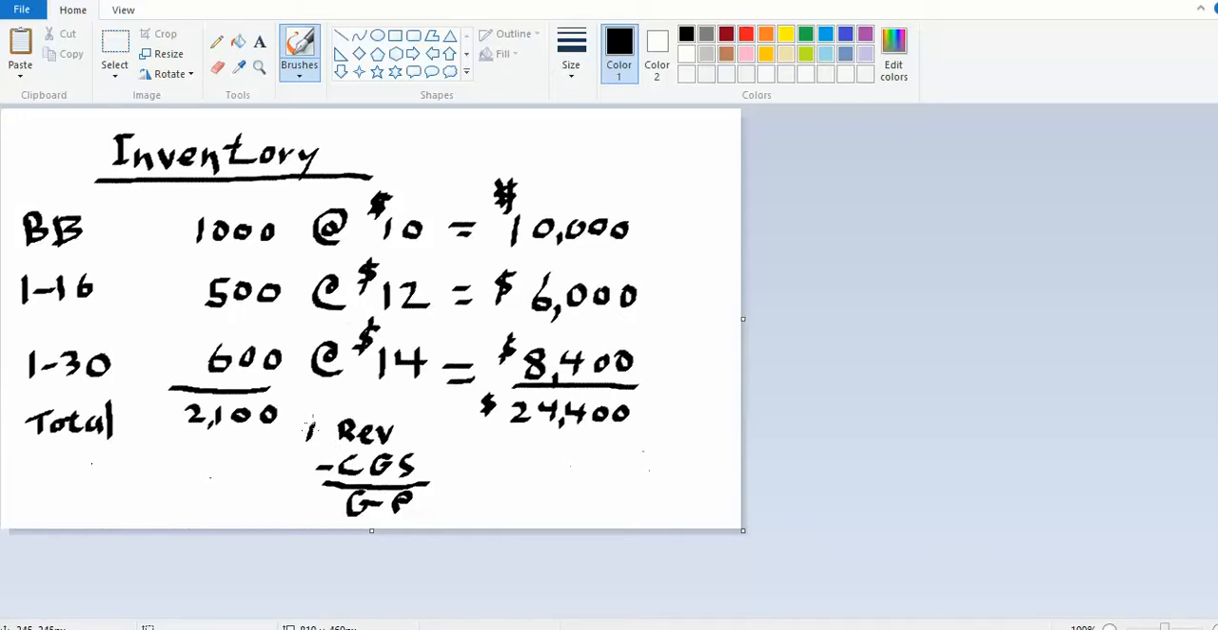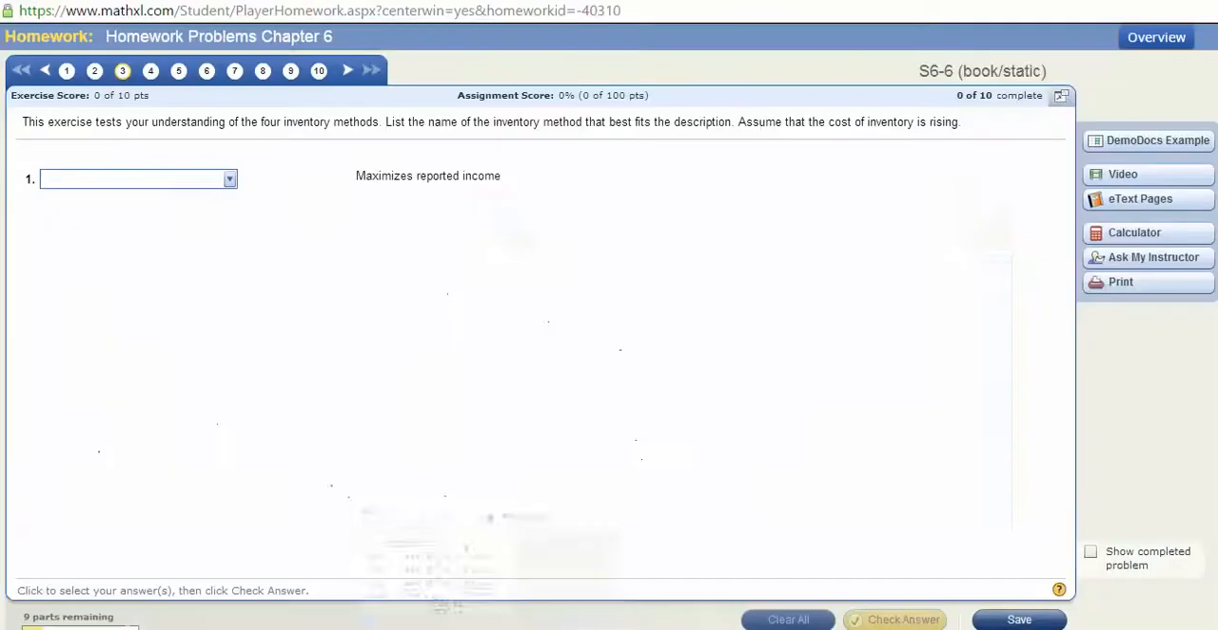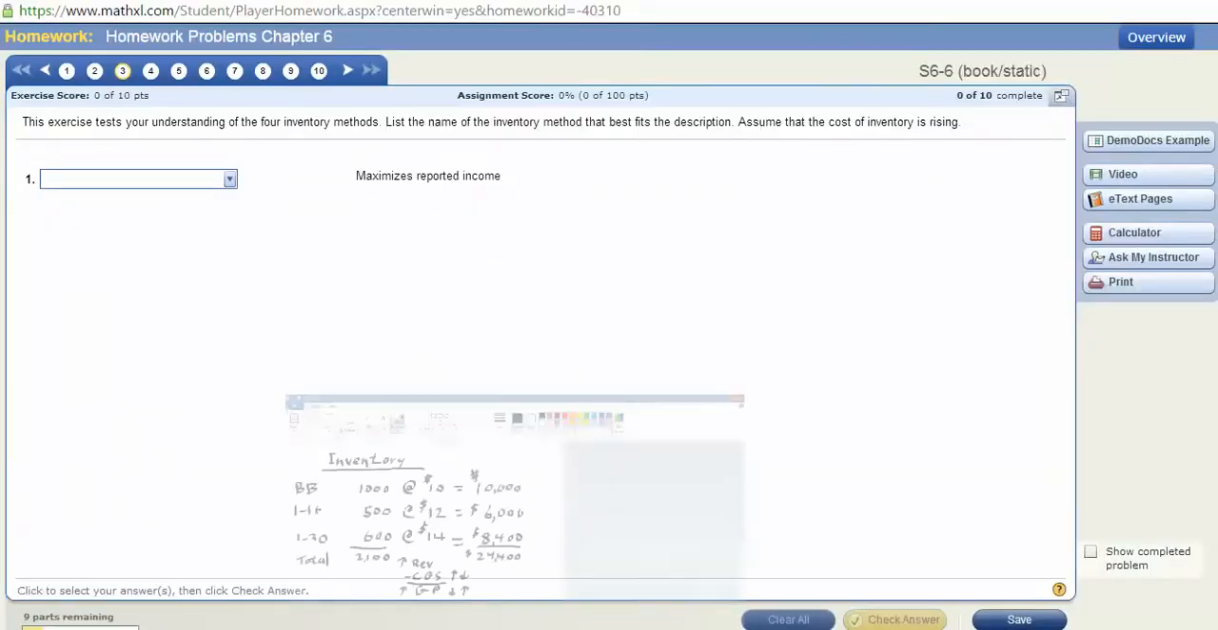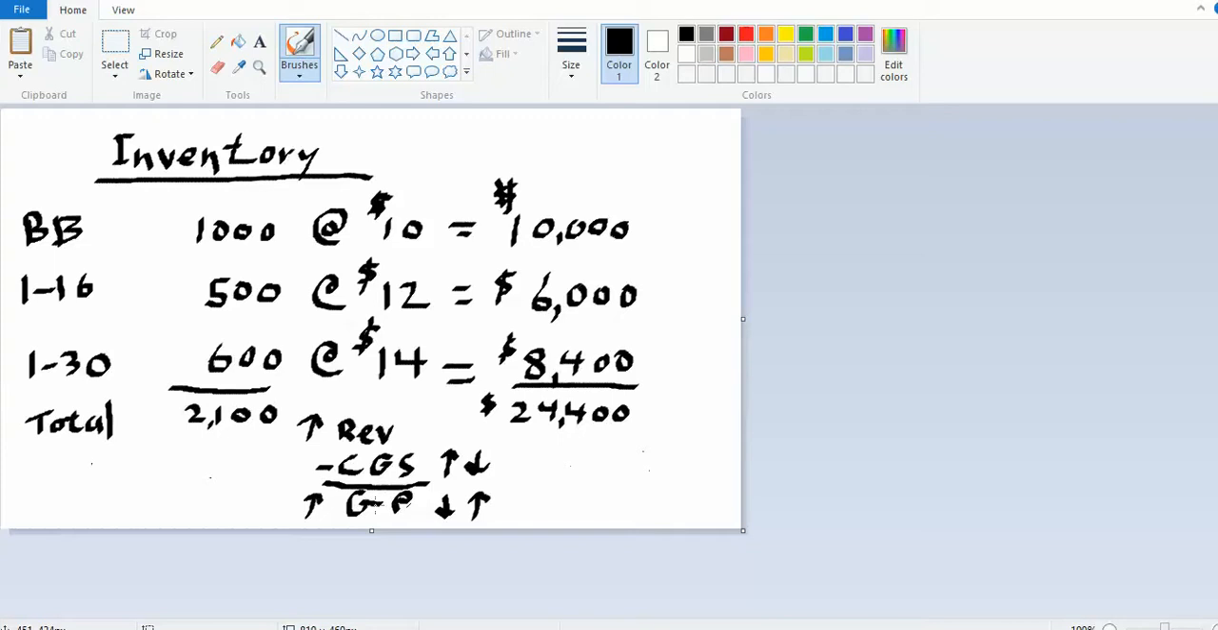Remember we said that these move together, right? And these move apart. So when this goes down, cost of goods sold goes down, gross profit goes up, earnings go up. So we're being asked here, what makes income the highest? What makes this the highest?